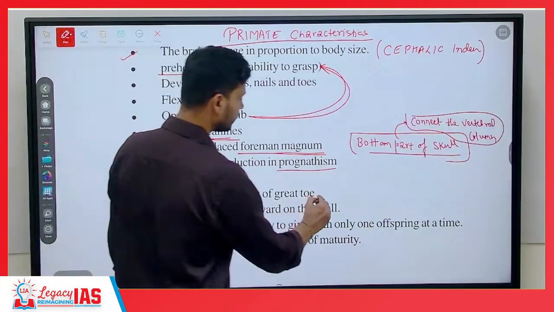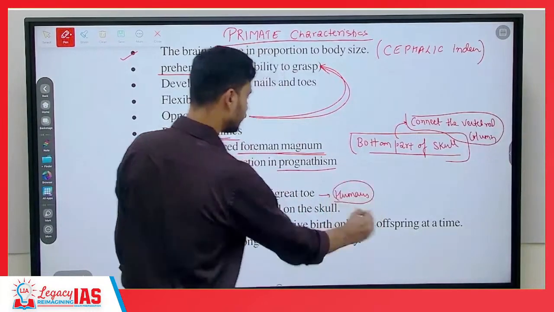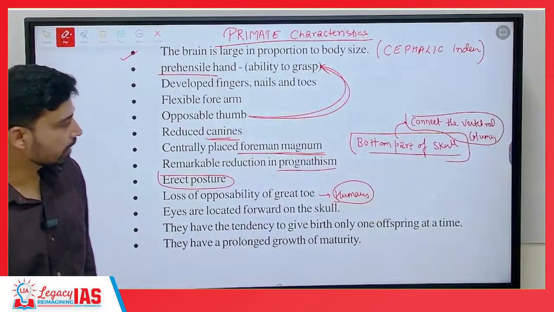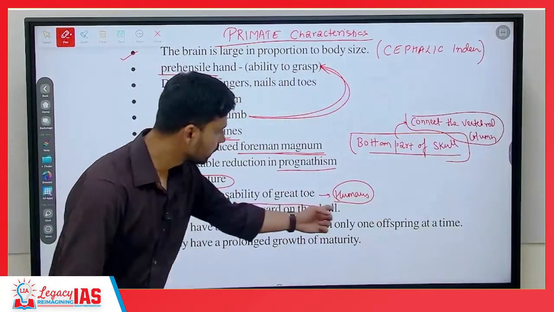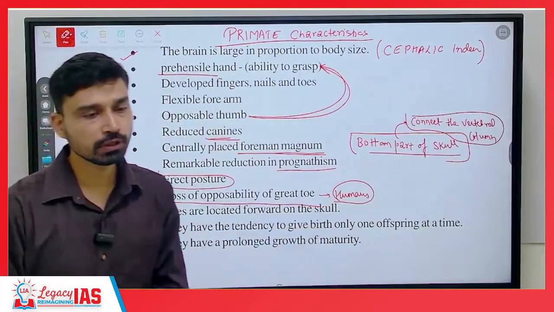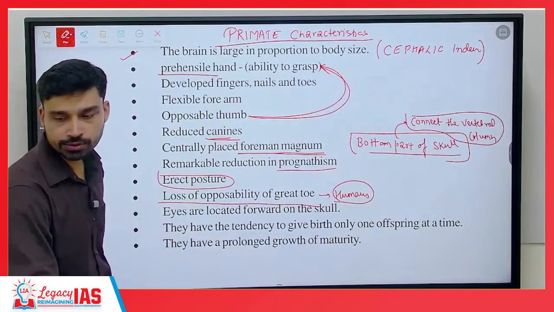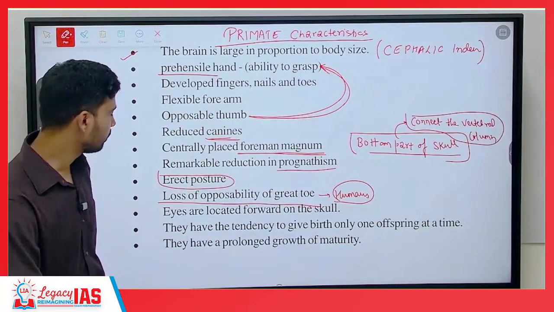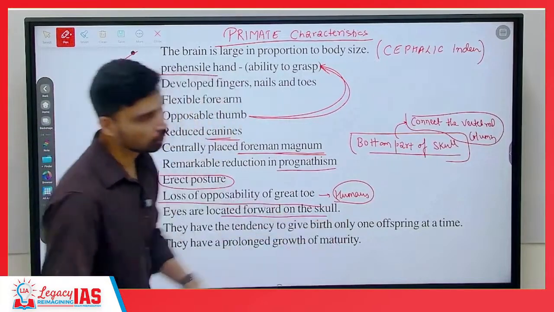This is again applicable for humans. It is not seen in all the primates, but specifically in humans. In other primates such as gibbons and all, you have opposability of the foot. So same thing I told you: in the hand we have an opposable thumb, but in the feet, the toe is not opposable, it cannot be used to grasp. Eyes are located forward on the skull.